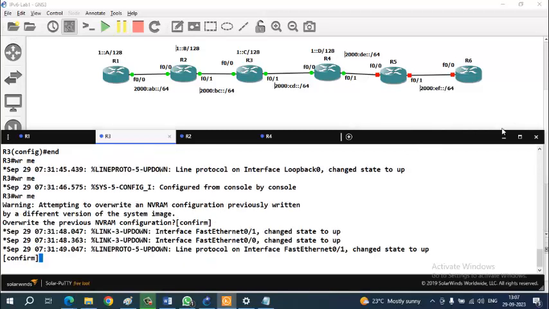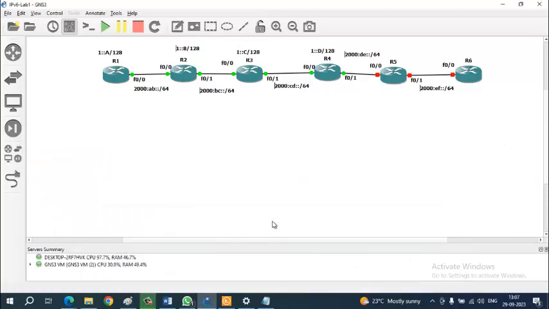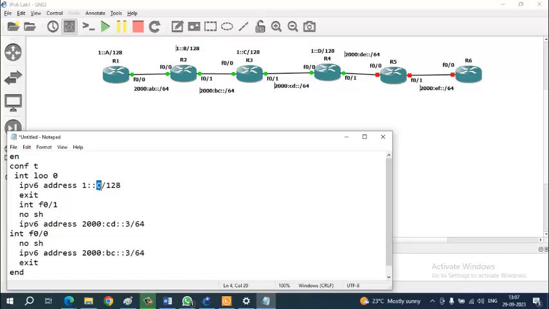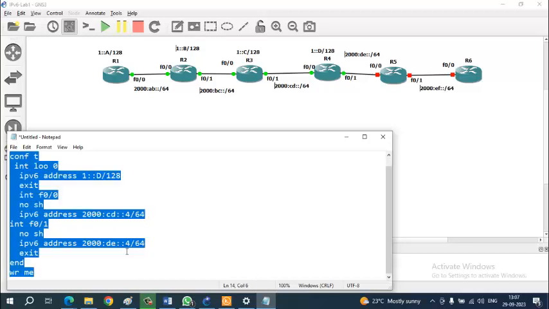Now let's do one more router. And this is going to be 4. This is going to be DE4. Anyway, we are not going to use this side of R4.